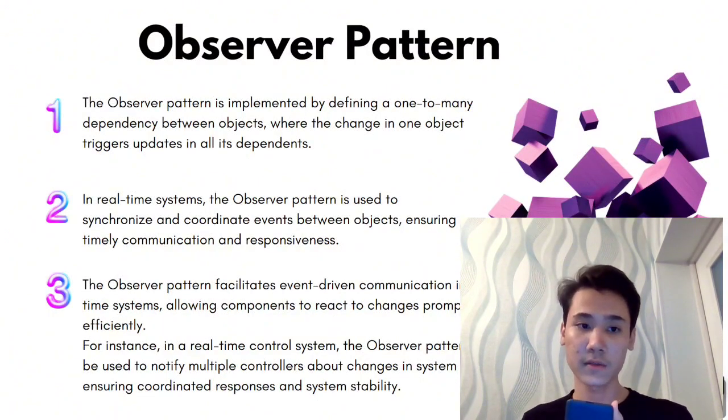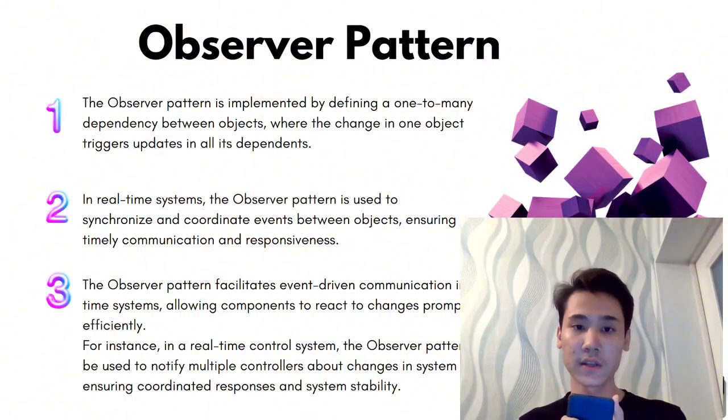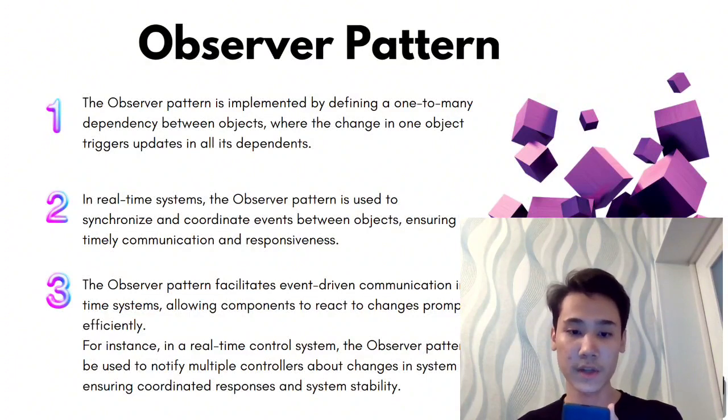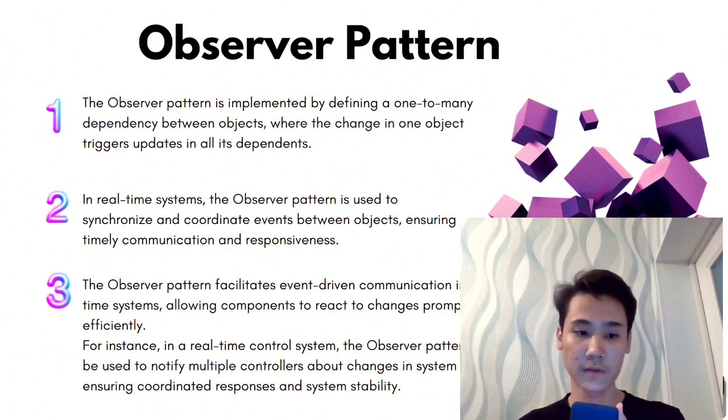About the observer pattern: it is implemented by defining a one-to-many dependency between objects, where a change in one object triggers updates in all its dependents. In real-time systems, it is used to synchronize and coordinate events between objects, ensuring timely communication and responsiveness. It facilitates event-driven communication, allowing components to react to changes promptly and efficiently.